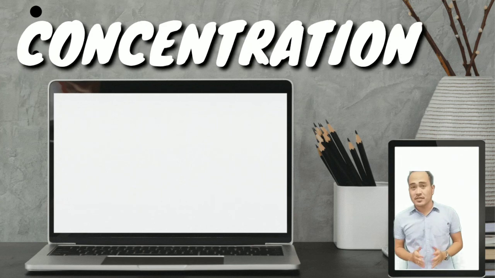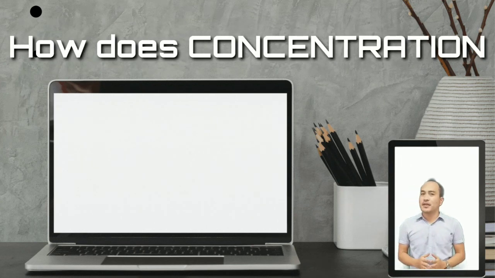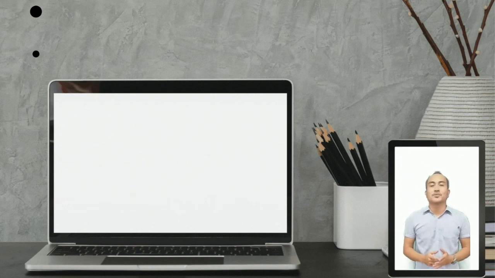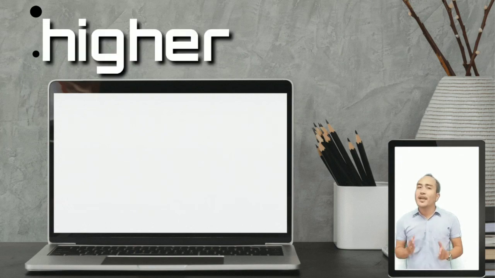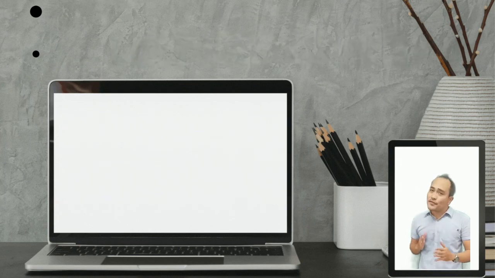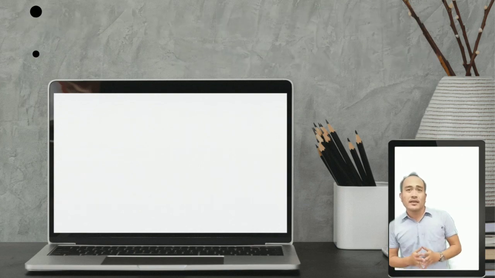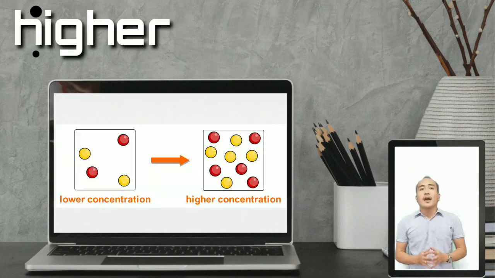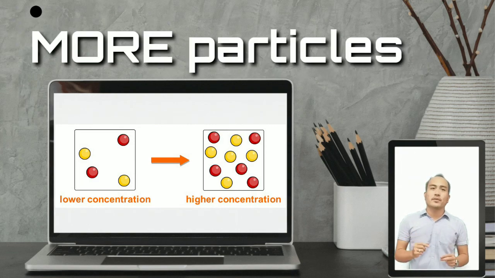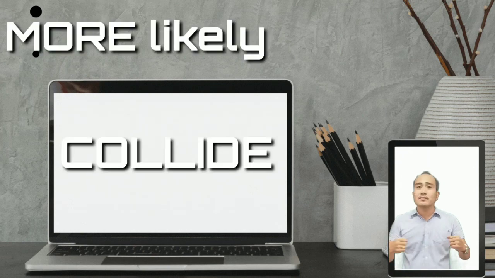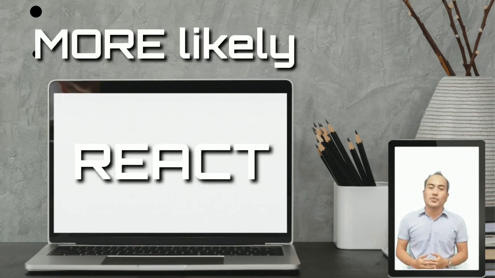Let's proceed to concentration. How does concentration affect the rate of reaction? A higher concentration of reactants leads to more effective collision per unit time, which leads to increased reaction rate. In other words, the higher the concentration of the dissolved reactant, the faster the rate of a reaction. Why does increased concentration increase the rate of reaction? At higher concentration, there are more particles in the same amount of space. This means that the particles are more likely to collide and therefore more likely to react.